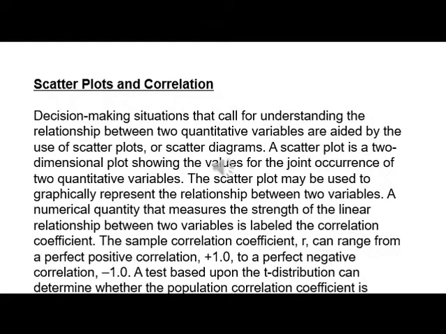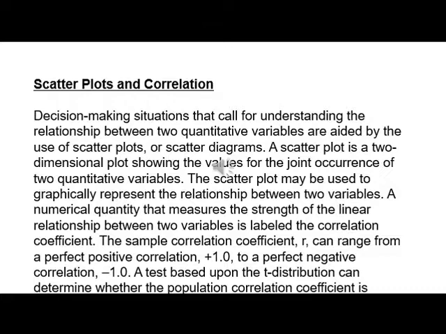Scatter plots and correlation. Decision-making situations that call for understanding the relationship between two quantitative variables are aided by the use of scatter plots, or scatter diagrams. A scatter plot is a two-dimensional plot showing the values for the joint occurrence of two quantitative variables. The scatter plot may be used to graphically represent the relationship between two variables.